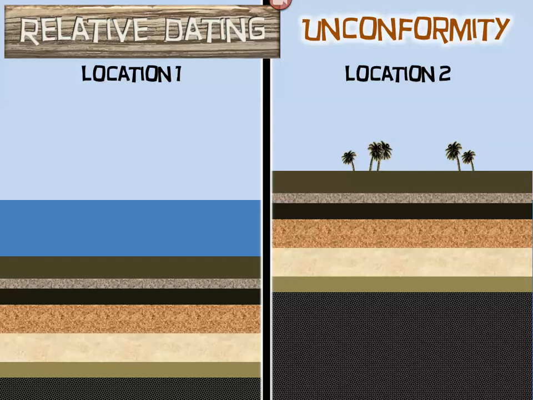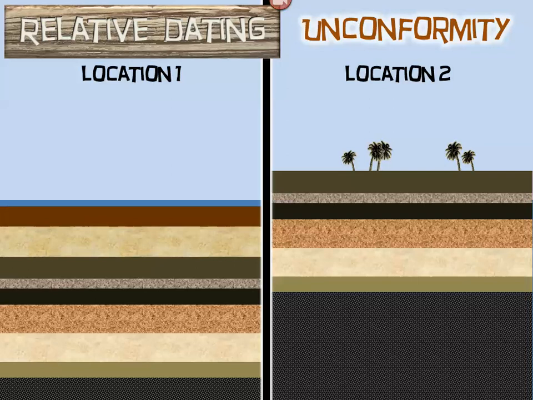So the one that's above sea level, there's not going to be a whole lot of deposition happening up here. In fact, if anything, it's going to be eroding away a little bit. But back here in location one, it's still under a shallow sea. And so what's going to happen there? Well, probably some deposition of new sediment layers that will eventually form into rocks.